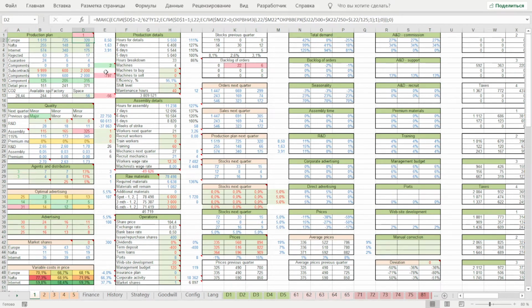A few more important points. The first, the current balance of free space of the factory is calculated in cell E13. If it is negative and highlighted in red, then it is necessary to expand the area of the factory. Otherwise, the production plan will not be fulfilled.